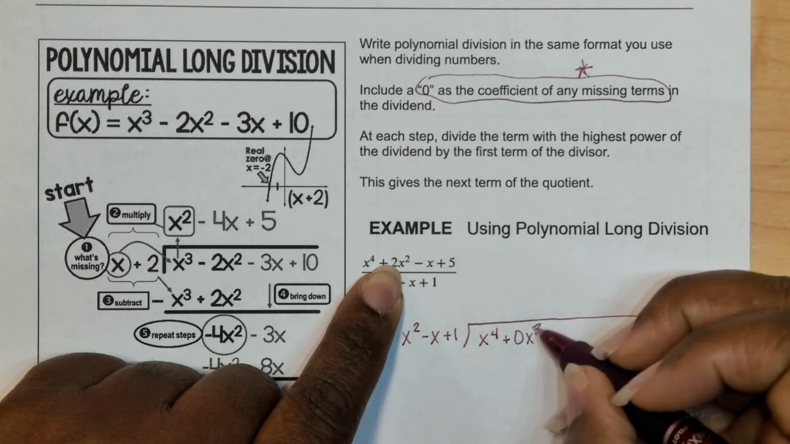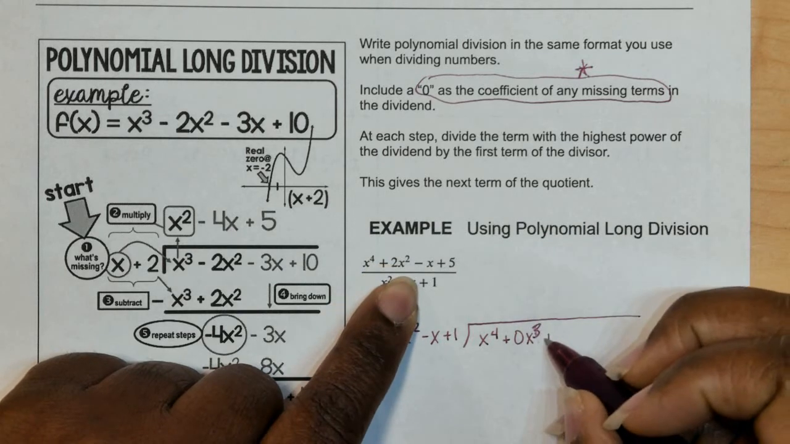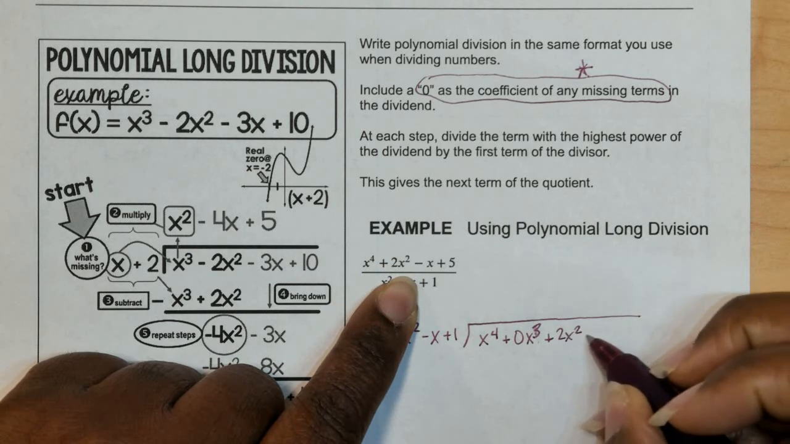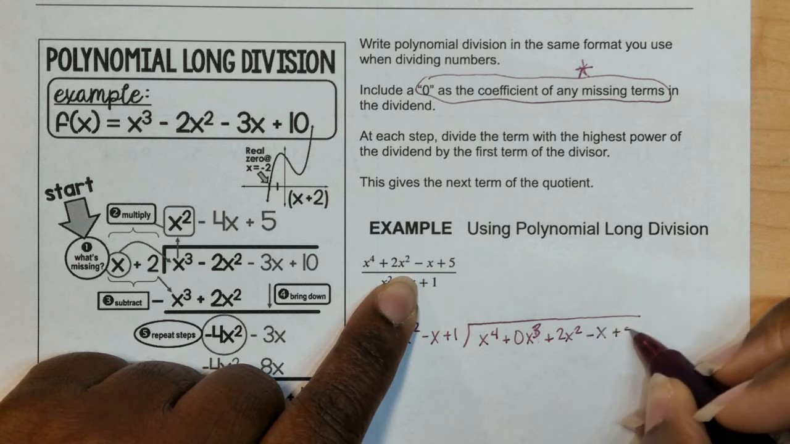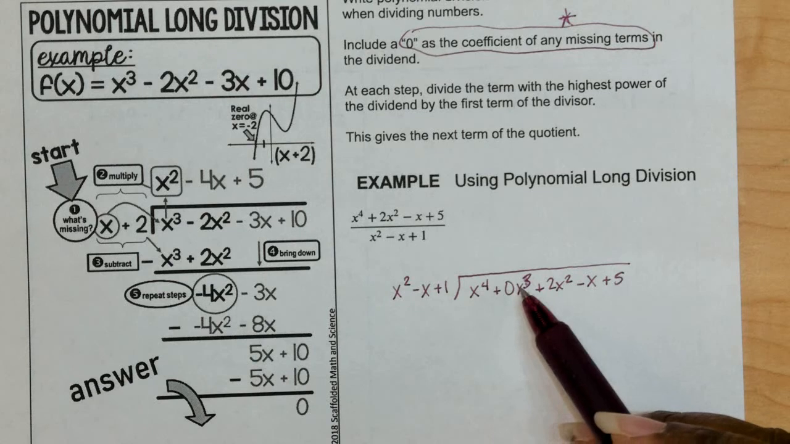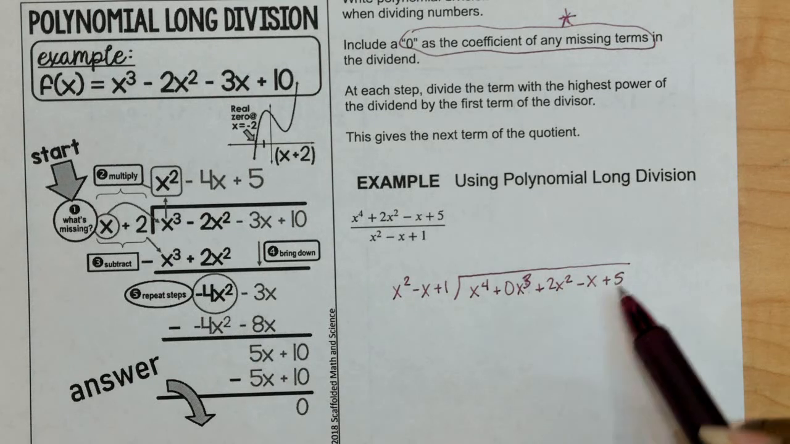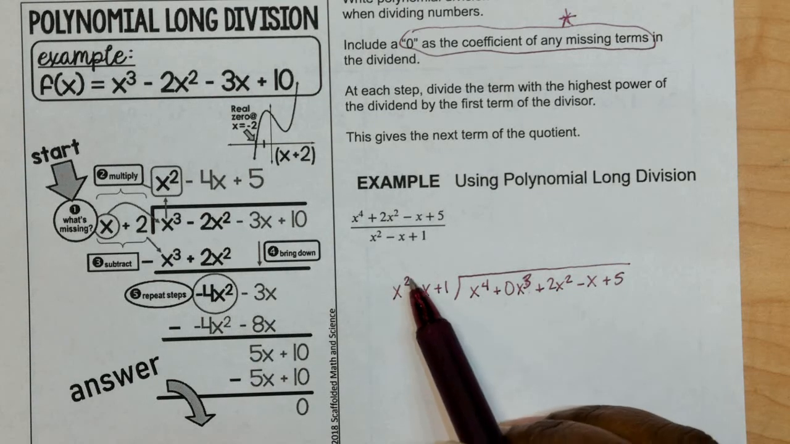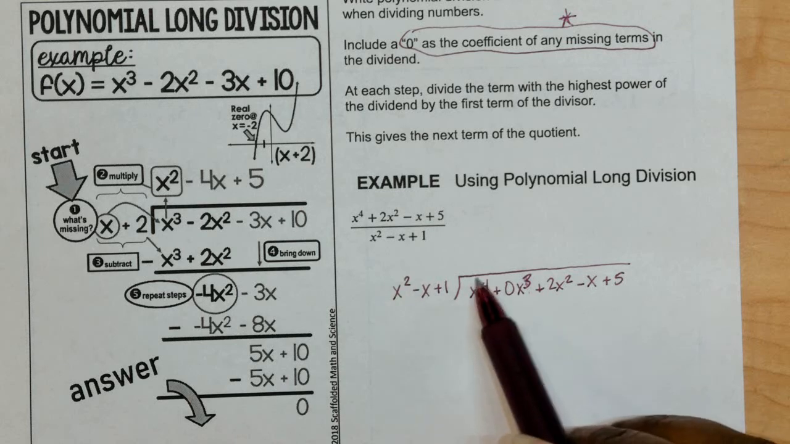Alright, so we'll make this a 3. And then I can continue 2x squared minus x plus 5. So all of the terms are represented: 4, 3, 2, 1, 0. Alright. So we are going to take our first terms, so just x squared and x to the 4th.